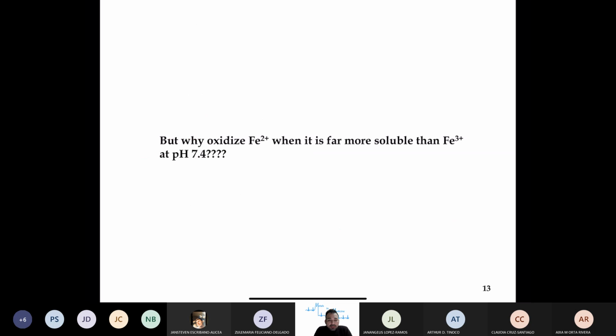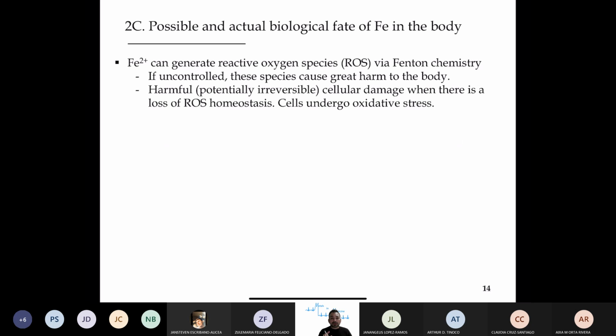But before we answer how it is much more soluble, let's answer this other question. But why even oxidize iron 2 when it is much more soluble than iron 3? Wouldn't it be more logical to just keep iron 2 so that it can be actually useful? Well, it turns out that the body carefully regulates the oxidation state because iron 2, although it's quite soluble, also is quite toxic. And that is because iron 2 is very redox active, that it can generate reactive oxygen species. I'm not trying to say that iron 3 isn't, but iron 2 is much more capable.